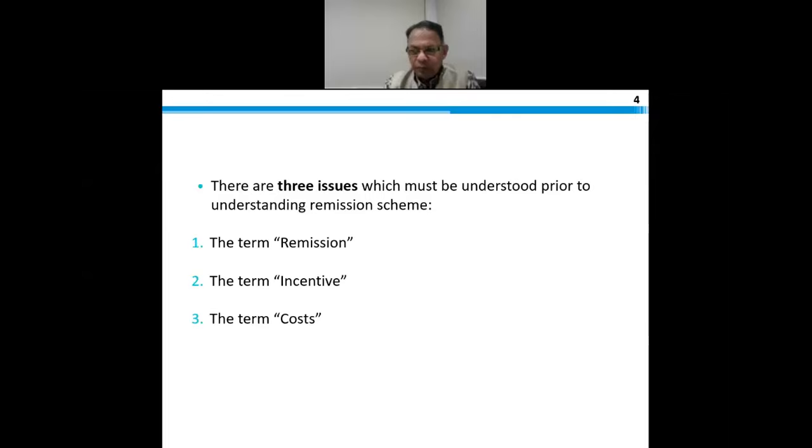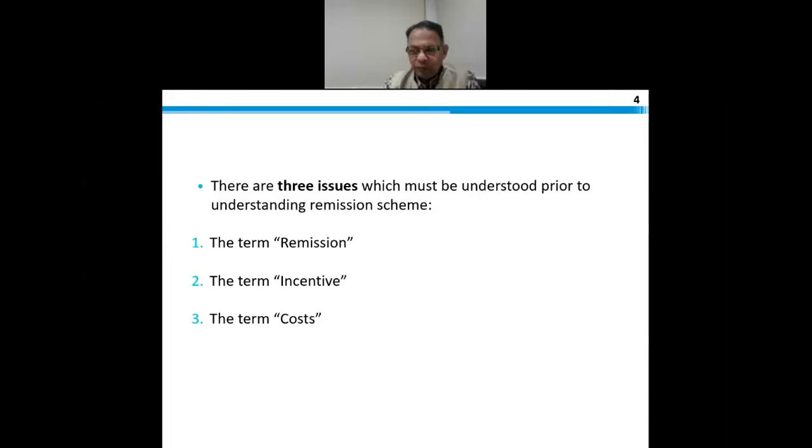So is RoDTEP an incentive? No. Is it? Yes. If RoDTEP is not adequate enough to neutralize the impact of indirect taxation, then my product will not remain competitive, so it matters. And it's a remission scheme, so it is directly related to the indirect taxation.